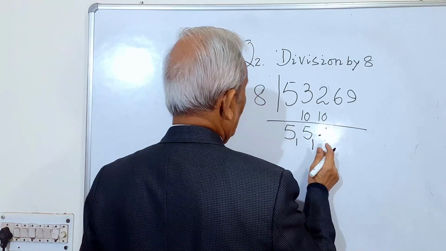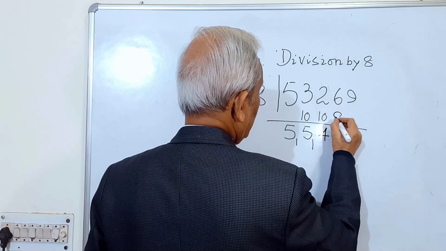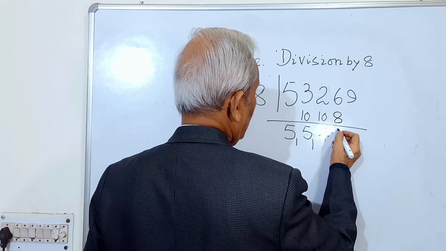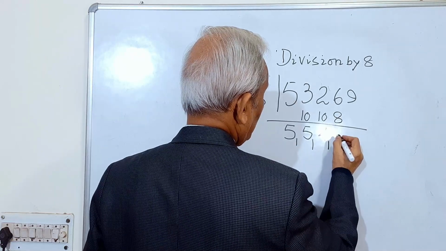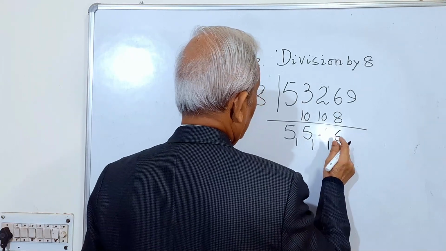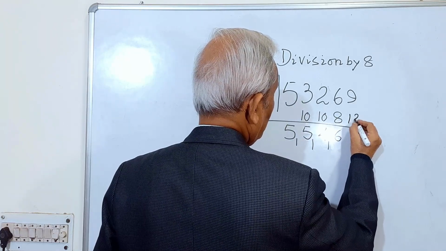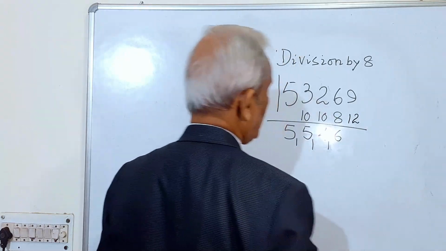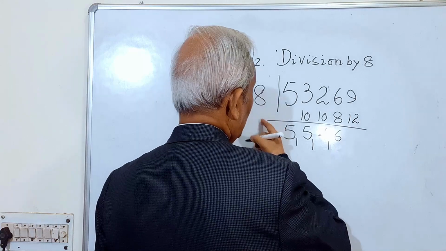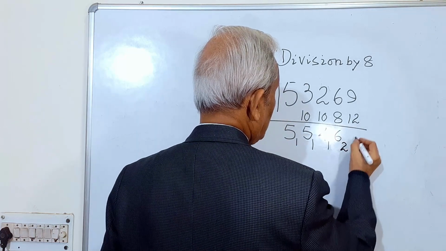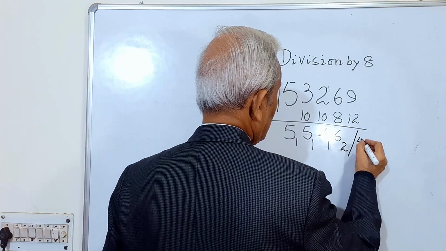4. 4 into 2, 8. 8 here. 8 plus 6, 14. 8 goes one time into 8, and what's remaining? 6. 6 into 2 is 12. So write down 12 here. 12 plus 9 is 21, and 8 goes 2 times into it, and what's remaining? 5. 21 minus 16 is 5.